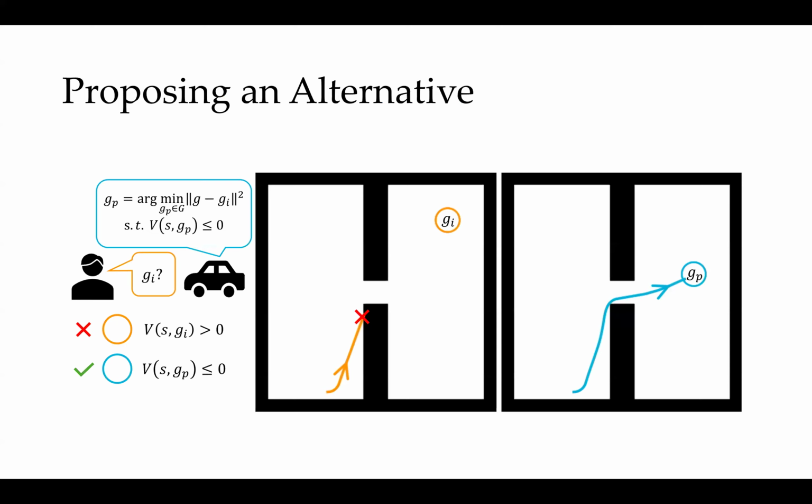In this low-dimensional toy example, we have this robot trying to navigate through this narrow passage to reach the goal. The human proposes a goal, but the robot deems it unsafe, so it optimizes over alternatives and finds a new goal that it can successfully reach without colliding with the wall.